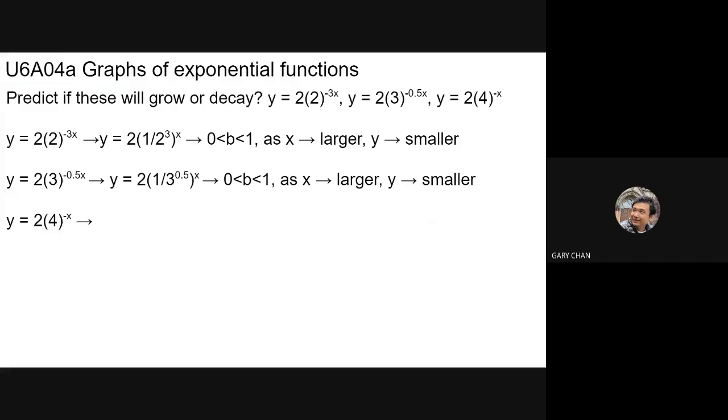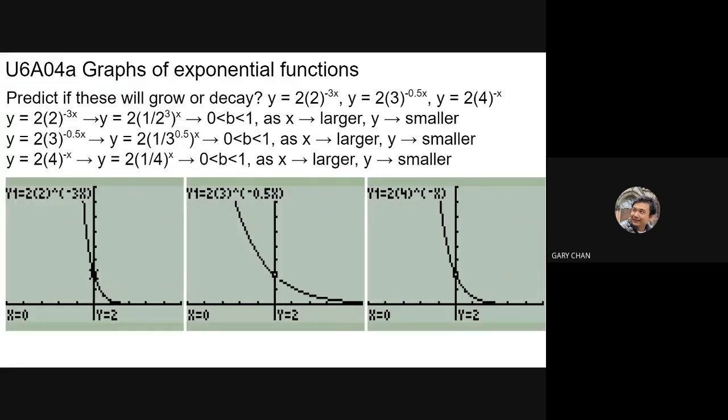What about 2 times 4 to the negative x? That leading coefficient had no impact on whether or not the graph is going to be growth or decay at all. So therefore, this is still going to be decay because 1/4 is below 1, but greater than 0. All three of these will be decaying.